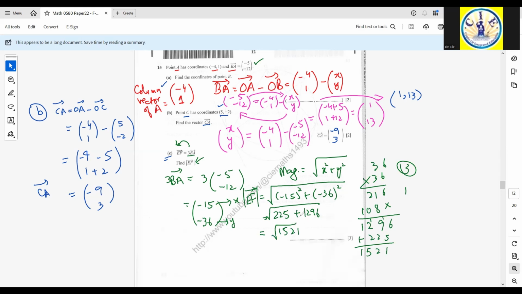Okay. Now, when I'll be calculating the square root of 1521, that will be the magnitude of this vector EF. To calculate the square root of 1521, I can think of a number whose square has 1 at the units place. The square numbers which have 1 at the unit place: 1, because 1 square is 1.